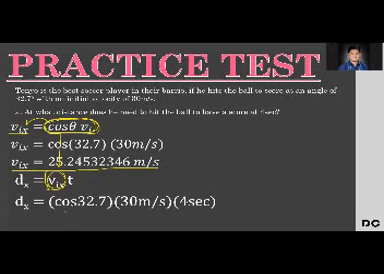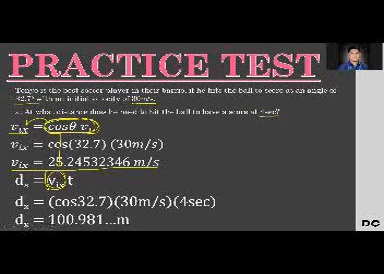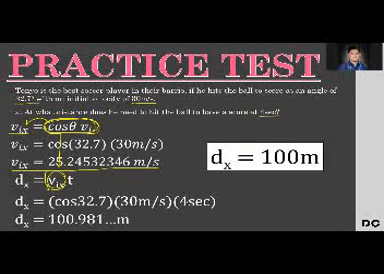So we input this in our calculator. We have the value of our dx, which is 100.981 meters. After that, round to the least number of significant figures. So we have 30, the 32.7, and 4 seconds. So the least number of significant figures is only 1. So from 100.981, we round this to 1 significant figure, and that is equal to 100 meters.